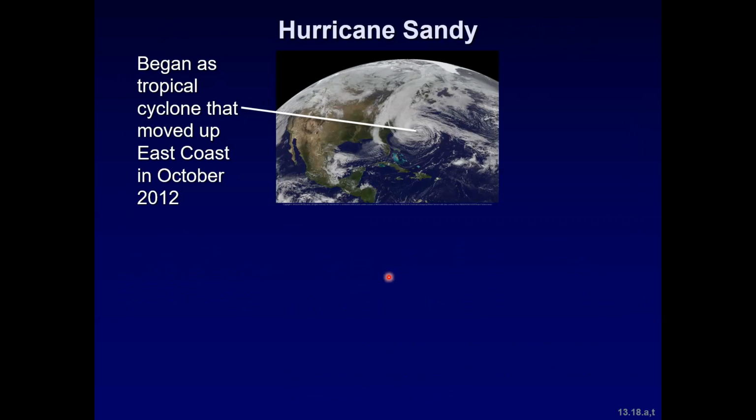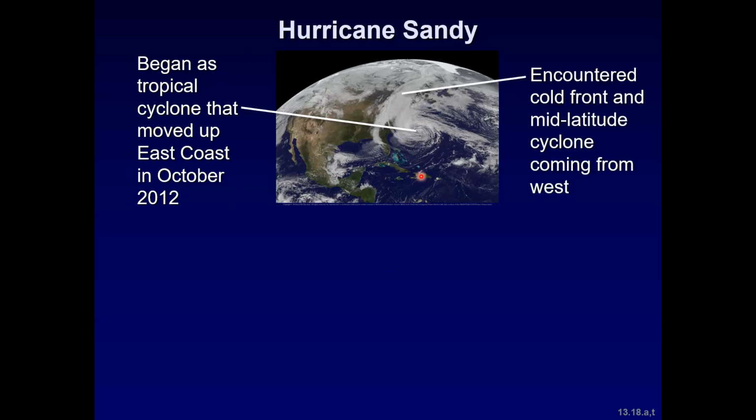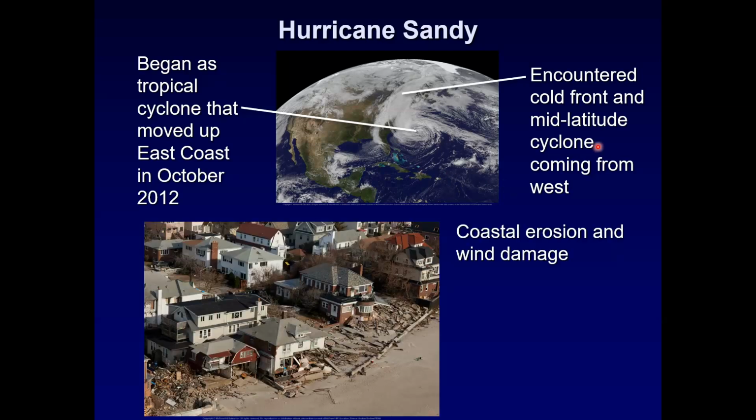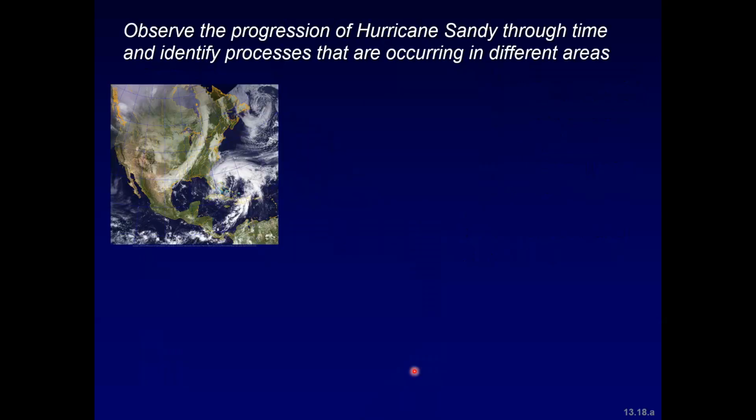Hurricane Sandy. We have it pointed out here in the Atlantic. That began as a tropical cyclone that moved up the East Coast in October 2012. It encountered a cold front and mid-latitude cyclone coming in from the west. With that event, we had a lot of coastal erosion and wind damage. As you can see here, it's not good.